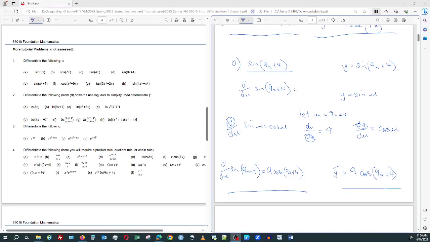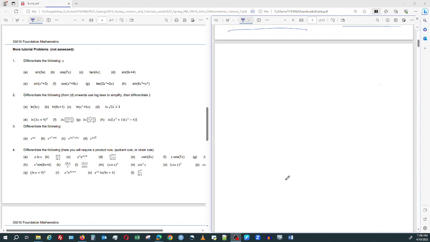Alright, so we're going for E, which is the sine function. Welcome back. So we'll do sine E, find d dx of sine of x squared plus 3, or we can assign it as y equals sine of x squared plus 3.